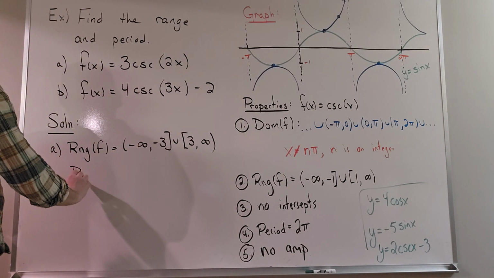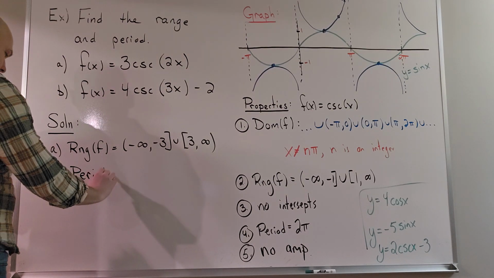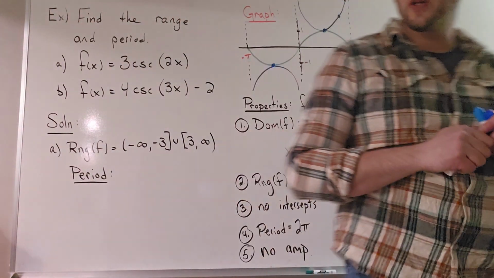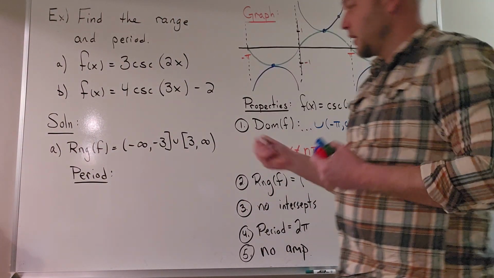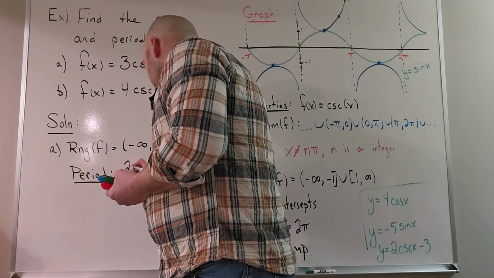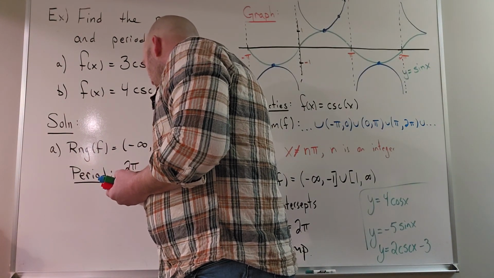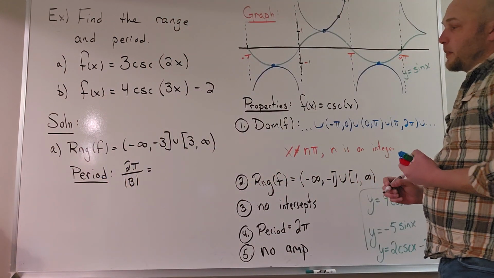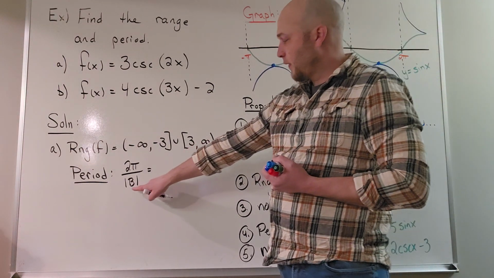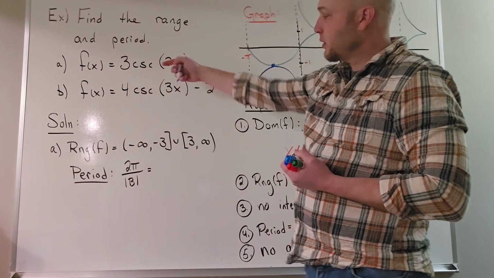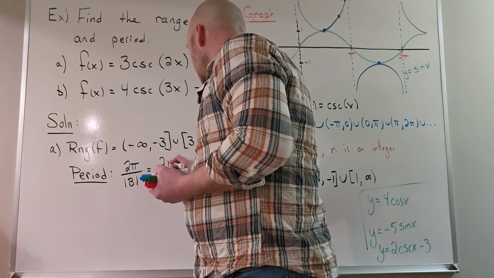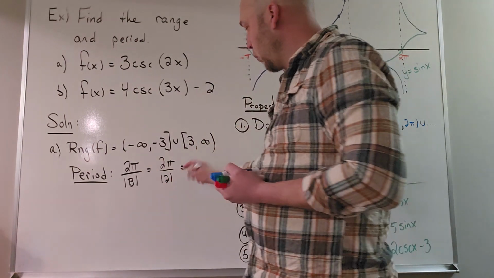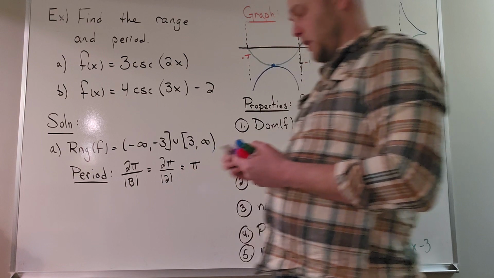Period. It turns out we can use the same formula that we use for the sine function, meaning I take the period of the base function and divide by the magnitude of the coefficient of x. That means I take 2 pi divided by the absolute value of b, where b is the coefficient of x. This gives me 2 pi over the magnitude of 2. Of course, the magnitude of 2 is 2. 2 over 2 is 1, so this gives me a pi.